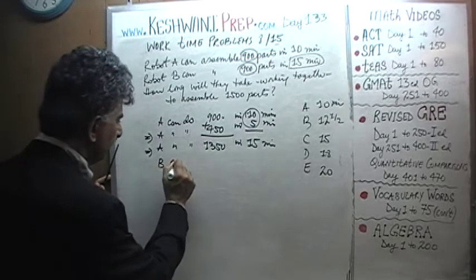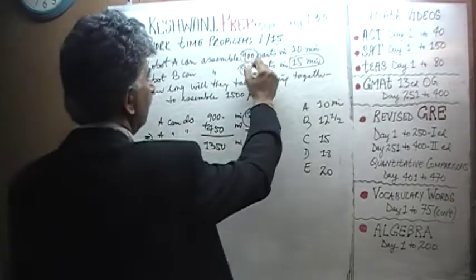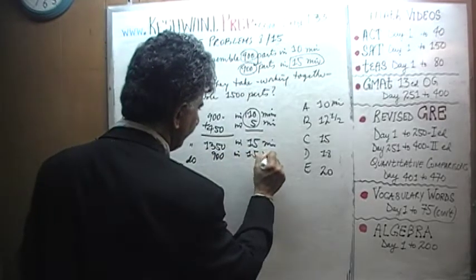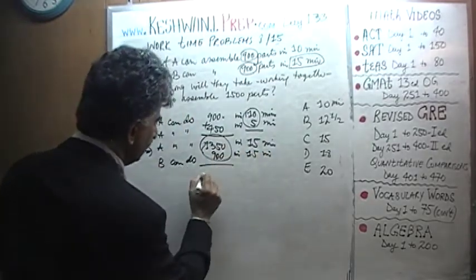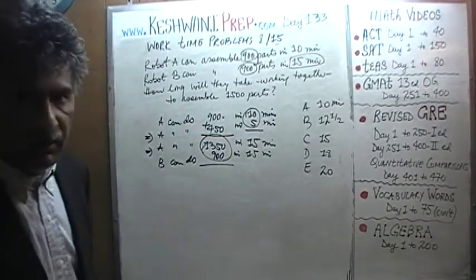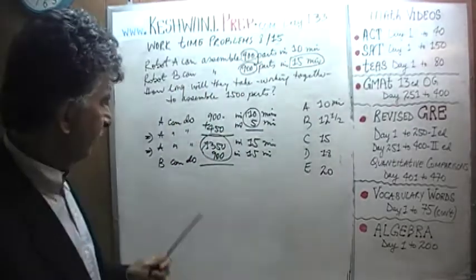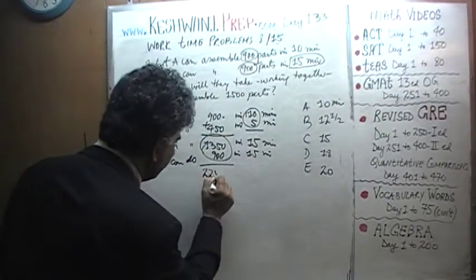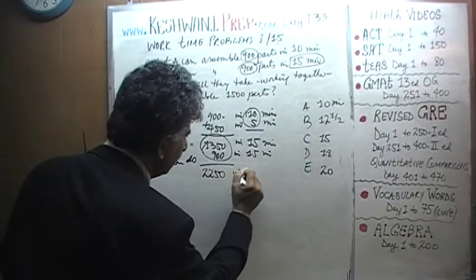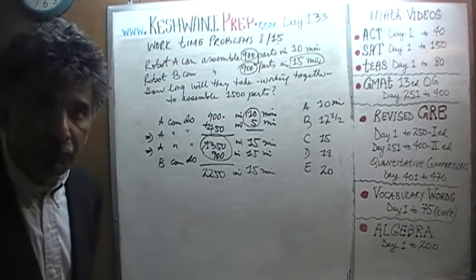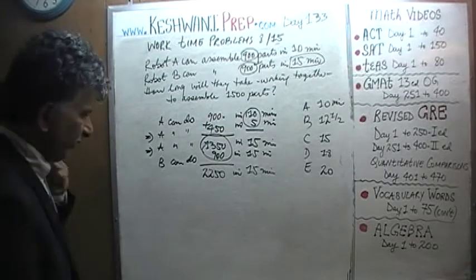We also know that B can do 900 parts in 15 minutes. Together they can do 1350 plus 900. 1350 plus 1000 would have been 2350, so it's going to be 2250 in 15 minutes. That's it, we're almost done. Now we can set it up as a proportion problem and be done with it.